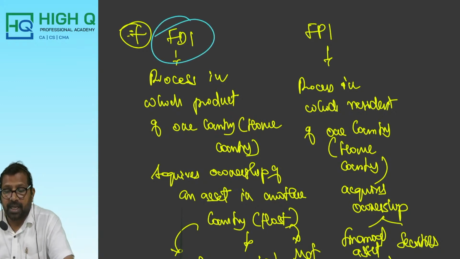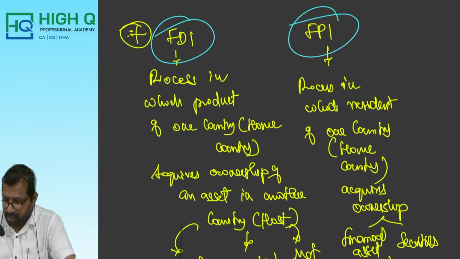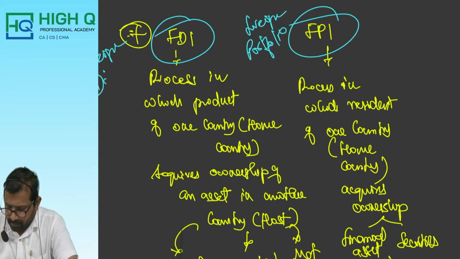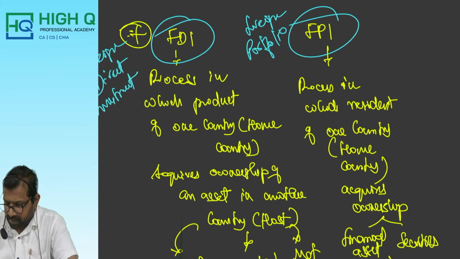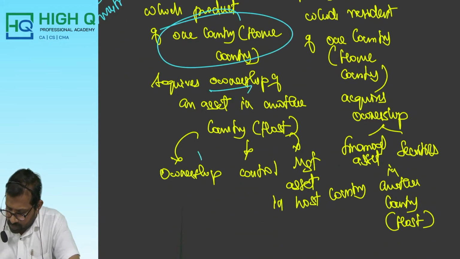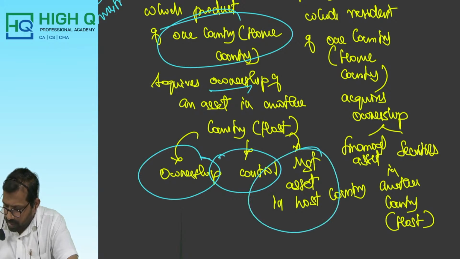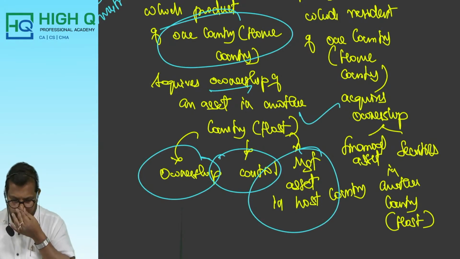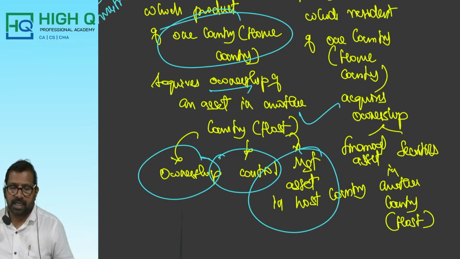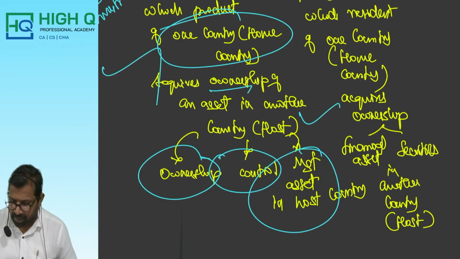FDI is foreign direct investment, FPI is foreign portfolio investment. Now just see, one country called the home country acquires ownership or control or management in another country. So one country acquiring the ownership, control or management of an asset in another host country is called foreign direct investment.